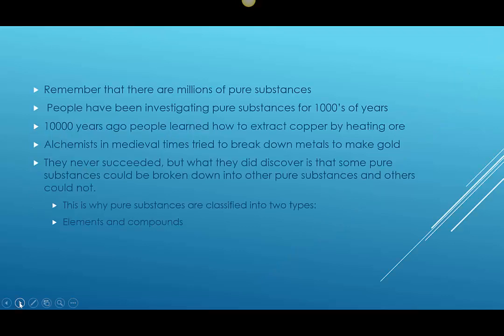Remember that there are millions of pure substances. People have been investigating pure substances for thousands of years. 10,000 years ago, people learned how to extract copper by heating the ore and melting out the copper. Alchemists in medieval times tried to break down the metals to make gold. They never succeeded, but what they did discover is that some pure substances could not be broken down into other pure substances. This is why we classify pure substances into elements and compounds.